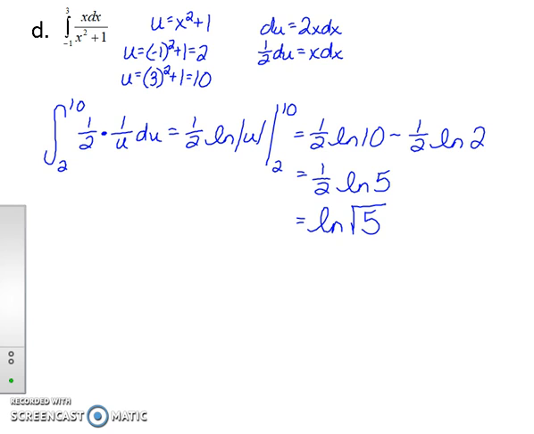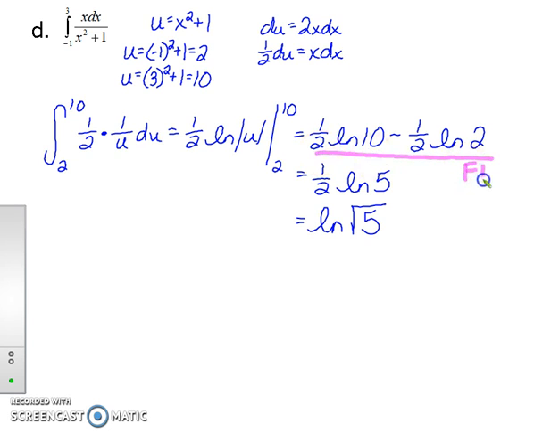And then lastly for D, something similar occurs. You can make your u be x squared plus 1. So 1/2 du would be x dx. Your boundaries get changed to 2 to 10. And then you have the integral from 2 to 10 of 1/2 times 1 over u du. So that again becomes natural log of the absolute value of u. That's a very popular u substitution integration. So we end up with 1/2 natural log of 10 minus 1/2 natural log of 2.